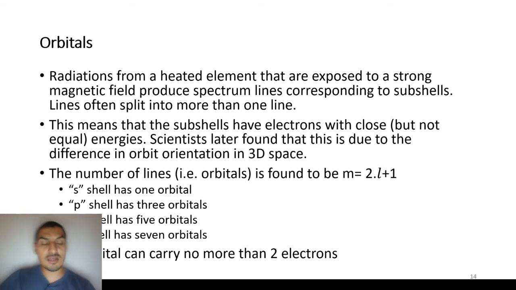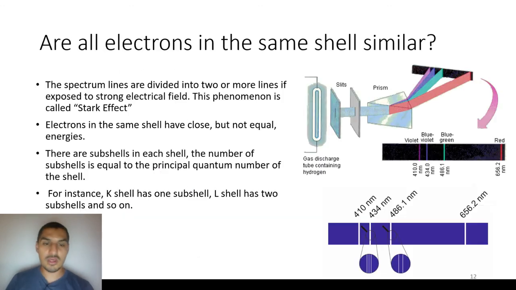And this is how we knew about the subshells. In the experiments done on the subshells, the radiations from a heated element were exposed to a magnetic field, and we found that the subshells split into more smaller lines. So we mentioned here that this split is actually 2 lines, and if you expose this to a strong magnetic field, this will break into smaller lines. And this is kind of mind-blowing.